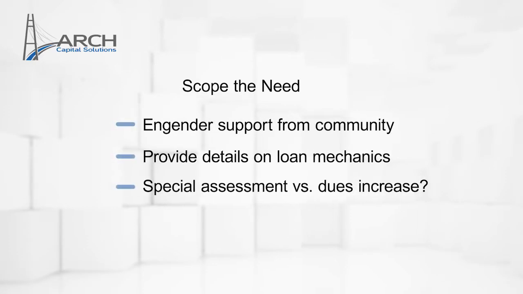The very next thing that a board needs to do is to begin circulating throughout the community the concept of an HOA loan. You're going to need the community's support in order to successfully borrow. So it's smart to start communicating the intent with members that you intend to borrow and the purpose, what you're going to use the loan proceeds for and why you want to borrow, and the details of the mechanics of a loan, how a loan works. It's smart to start circulating this throughout the community to start building consensus for a loan.